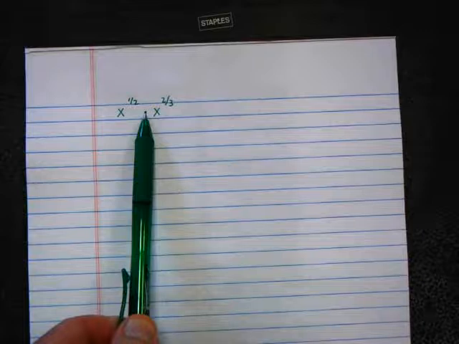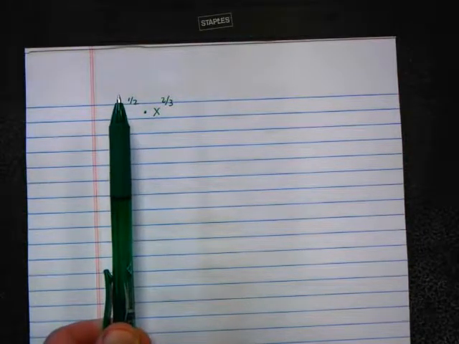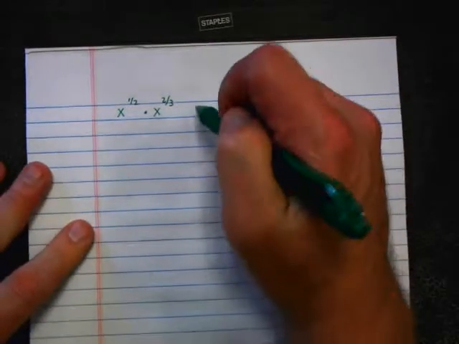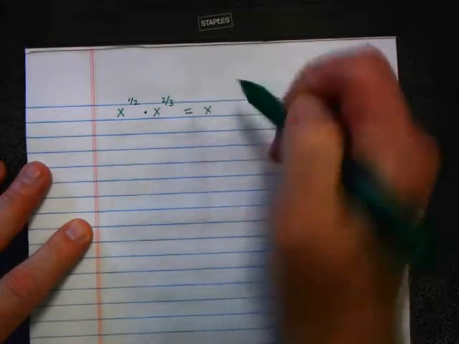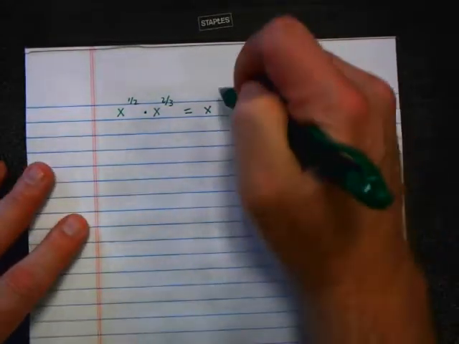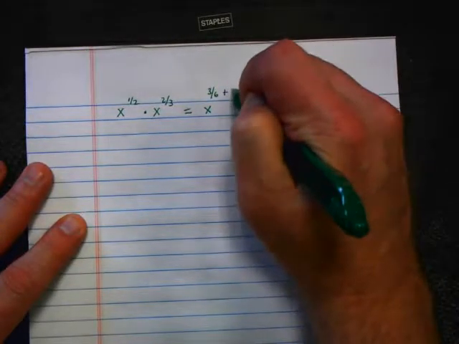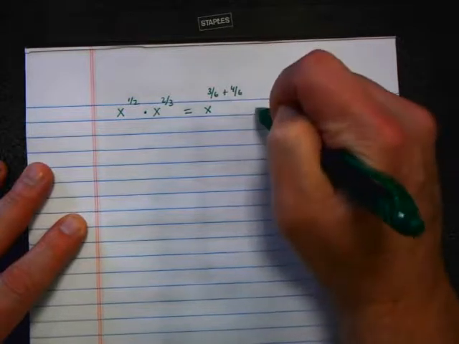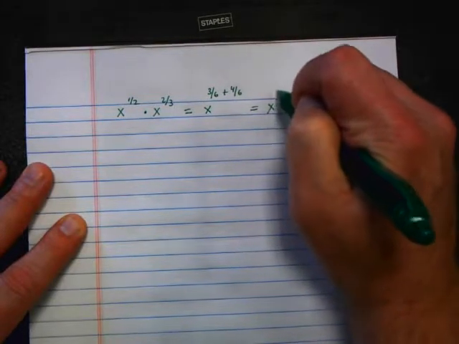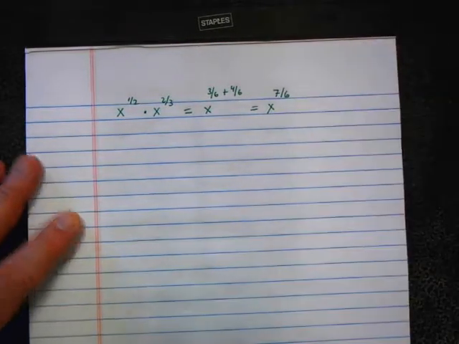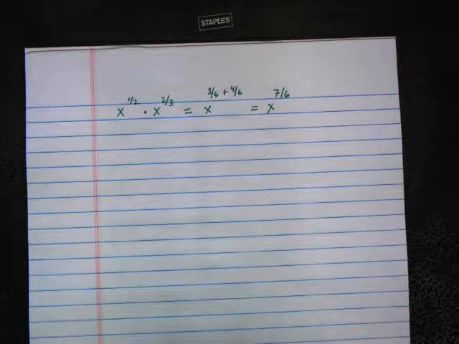What do you do when you're multiplying things? You add the exponents. So yeah, it's going to get silly with fractions. You could add those fractions together. The common denominator would be 6. So that would be 3/6 plus 4/6. So your final answer would be x to the 7/6. He did say 7/6.